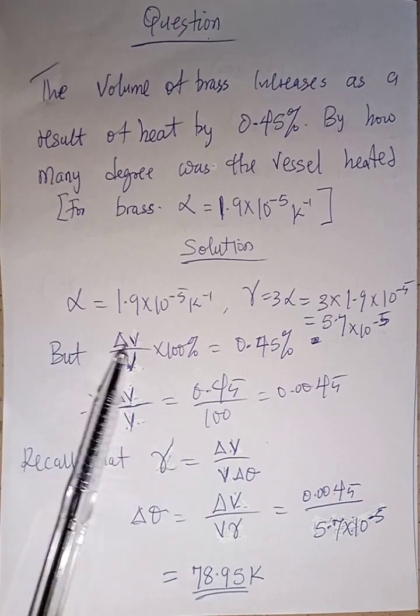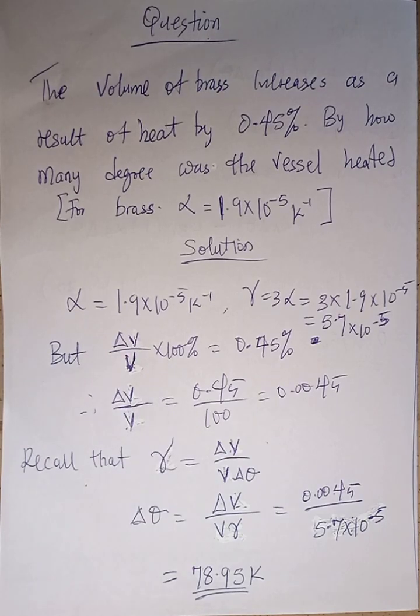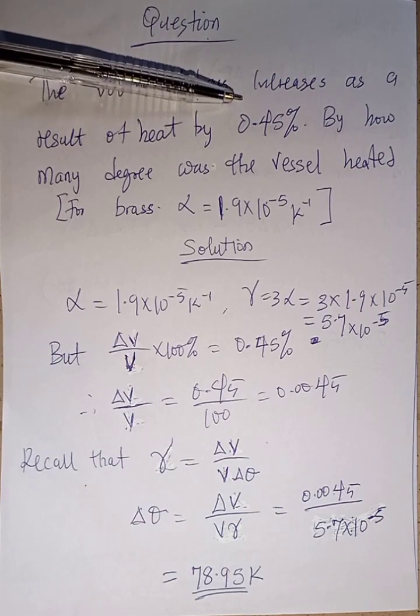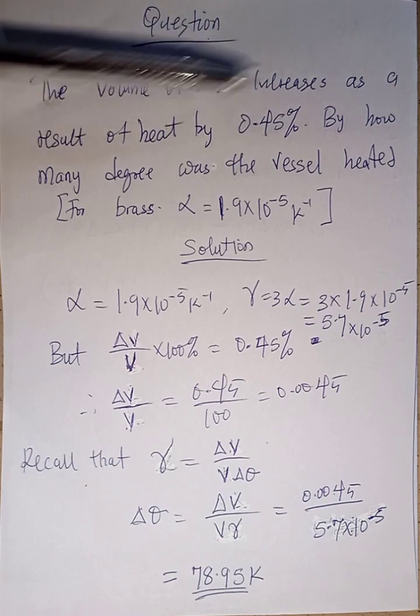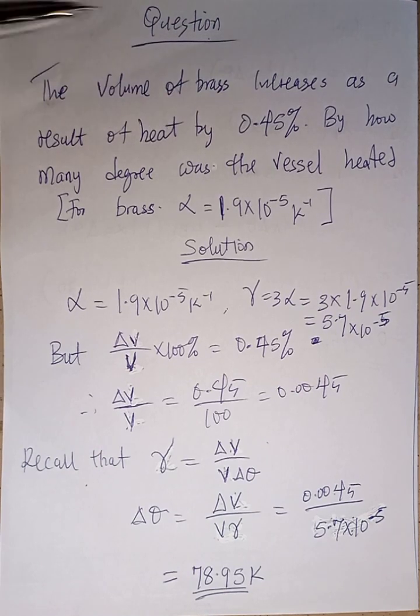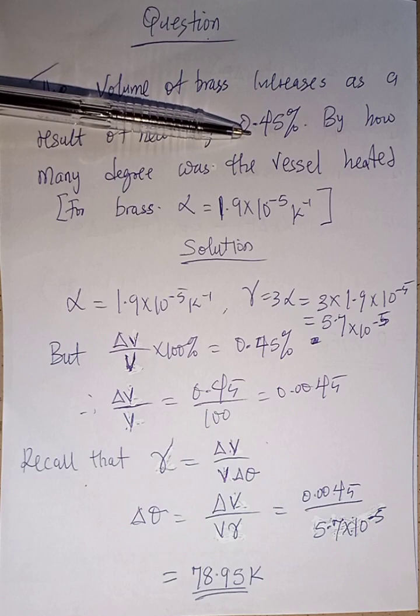So if you multiply this fraction by 100, you are going to have the percentage increase, which is what I had in this question. This is the percentage increase by this percent. Now this percentage increase was gotten by the fraction times 100. I hope we are communicating.